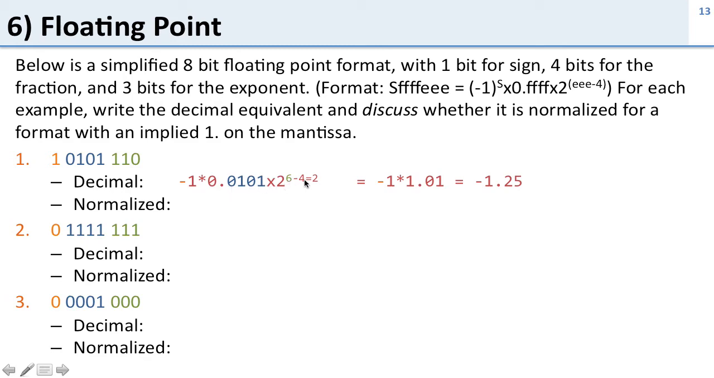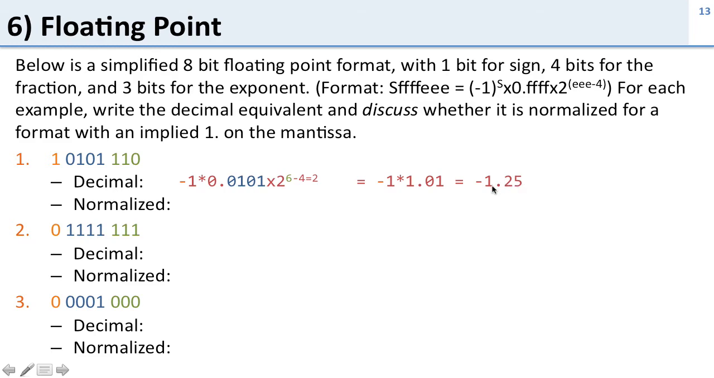0.0101 times 2 to the 6 minus 4, which is 2 to the second. So 2 to the second here means move this over 2 decimal places. So this is the value we get, negative 1 times 1.01. So this is negative 1 times 1 plus a quarter. So this is the quarter place, so minus 1.25.